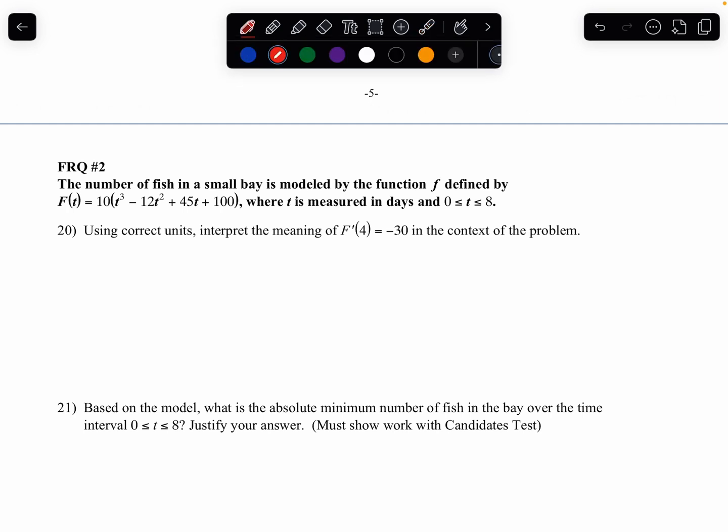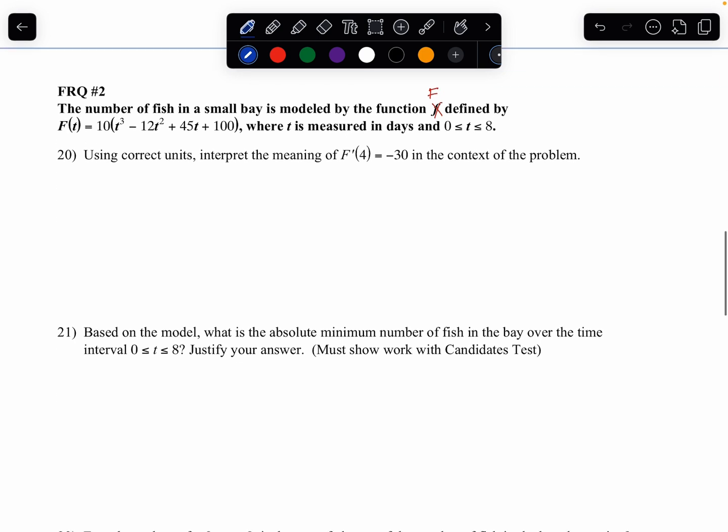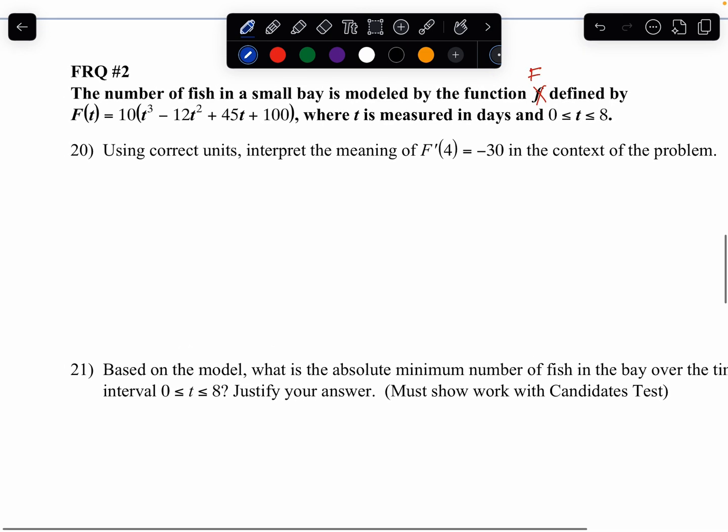Whoops. That should be f. Whatever. All right, and t is measured in days from 0 to 8. So for 20, using correct units, interpret the meaning of f prime of 4 equals negative 30 in context of the problem. So f prime of 4 equal to negative 30.